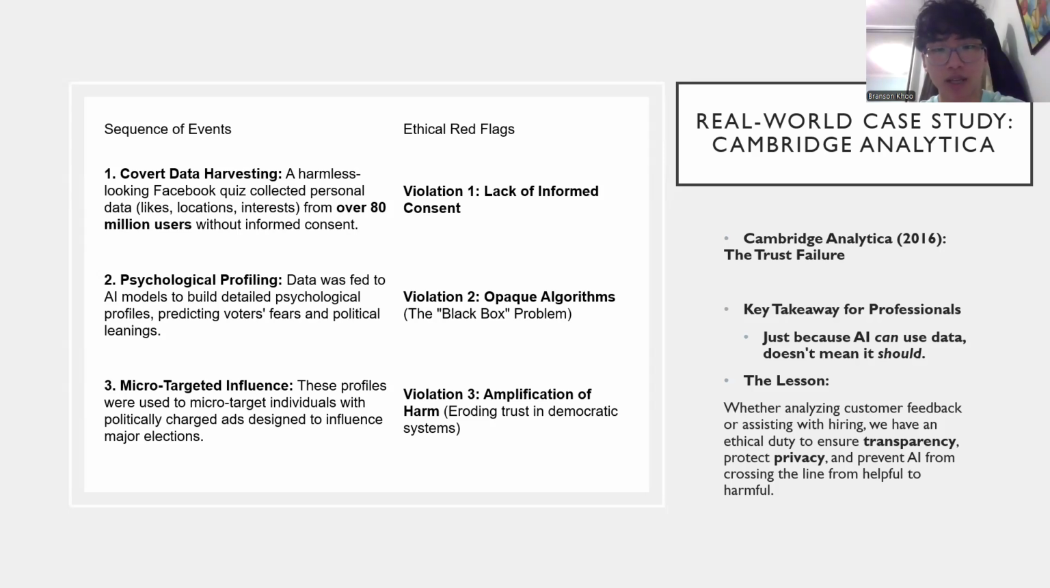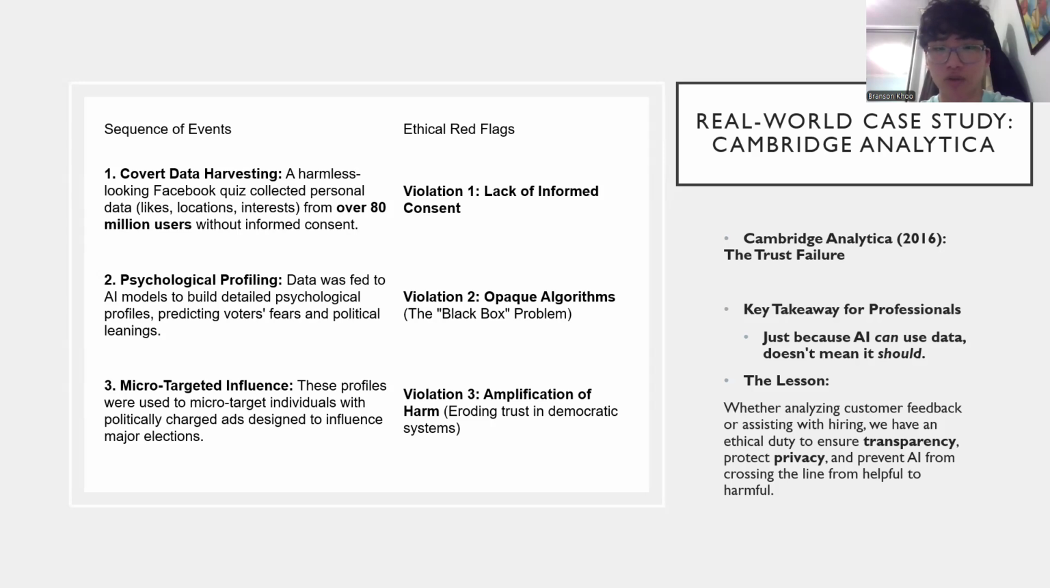Ethically, this case raised massive red flags. First, it violated the principle of informed consent, because obviously people didn't know their personal data was being collected and weaponized for political manipulation. Second, it also exposed the danger of opaque algorithms. No one outside the company knew how the AI models worked, what data they relied on, or how accurate or biased their predictions were. And third, it also showed how AI can amplify harm, because when data is misused at scale, it can quietly shape public opinion and erode trust in democratic systems as well.